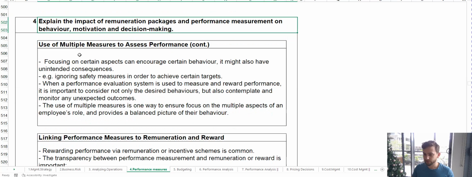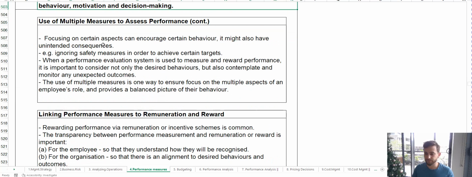So, use of multiple measures to assess performance. For example, ignoring safety measures in order to achieve certain targets. When a performance evaluation system is used to measure and reward performance, it's important to consider not only the desired behaviors, but also contemplate and monitor any unexpected outcomes.